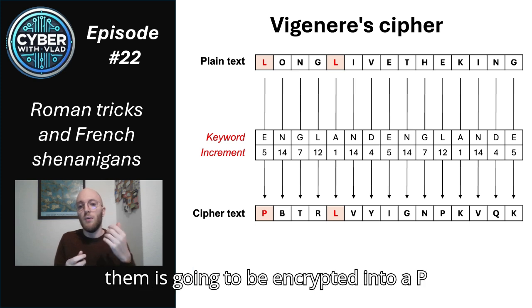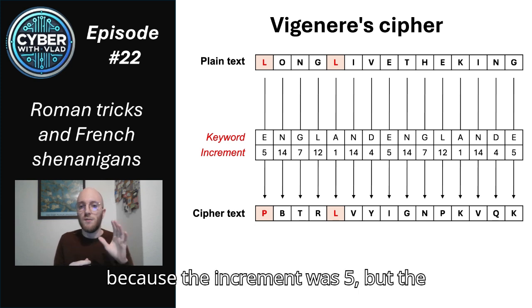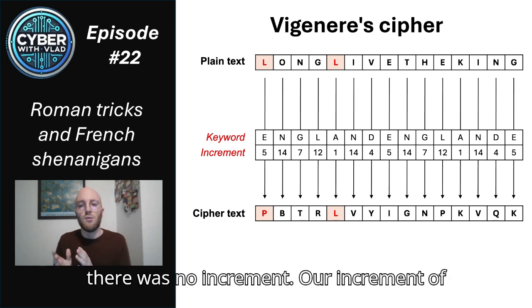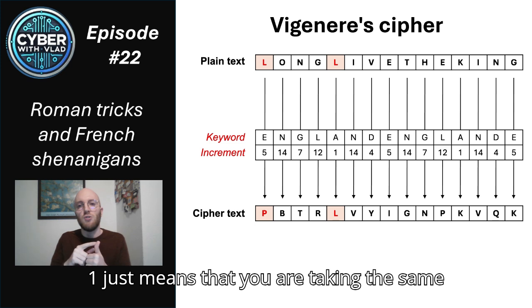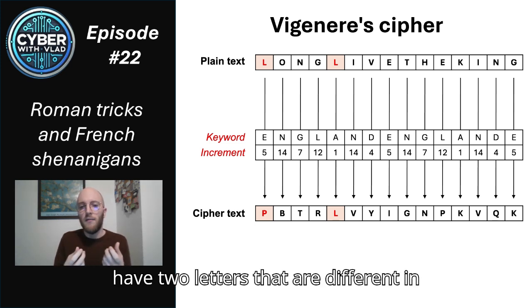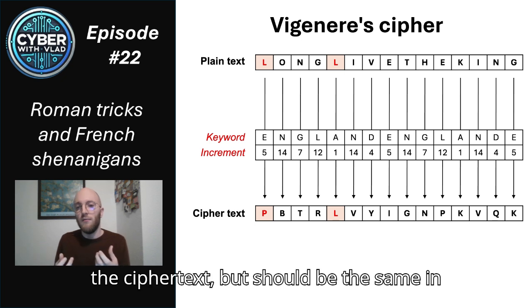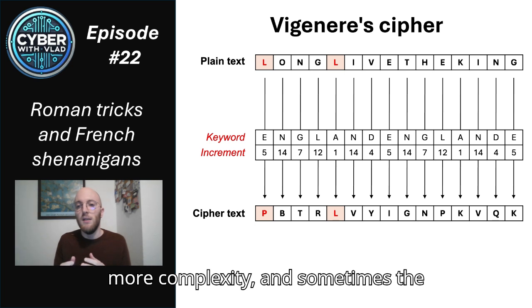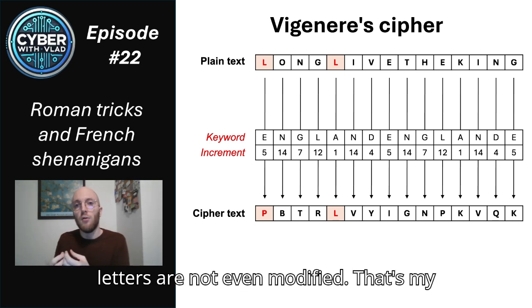One of them is going to be encrypted into a P because the increment was 5, but the other one is going to stay an L because there was no increment. Or an increment of 1 just means that you are taking the same character. So as you can see, you can have two letters that are different in the ciphertext but should be the same in the plain text. So that's already bringing more complexity, and sometimes the letters are not even modified.